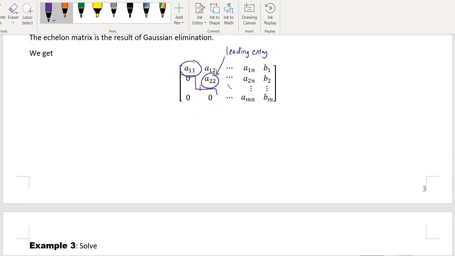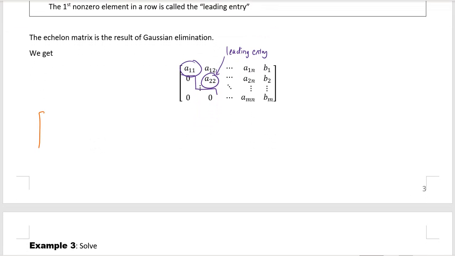Okay, let me give you more examples. So let's see. 2, 3, 4, 0, 5, 6, 7, 8, 9. Okay, look at this matrix. You can see the stair is like this, so it is a stair shape. And what are the leading entries? We have 1, 5, and 8. They are the leading entries, right? And you can see they are to the right of the leading entry of the preceding row. So we get a stair shape, and the left lower corners are 0. So this is an echelon matrix.